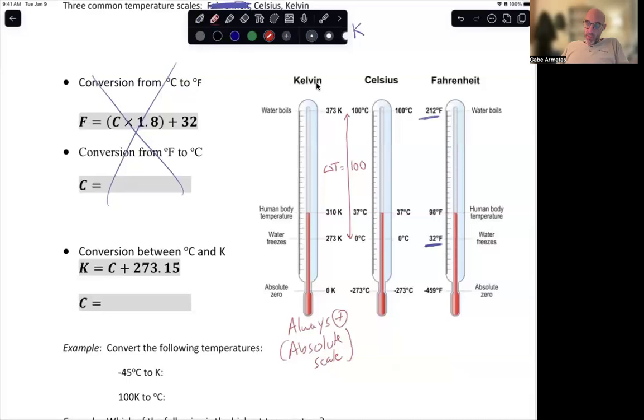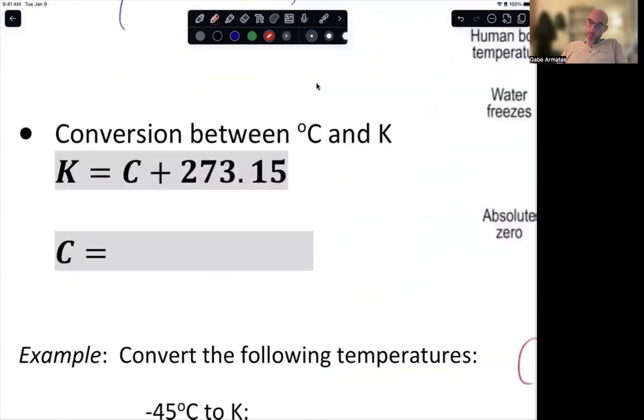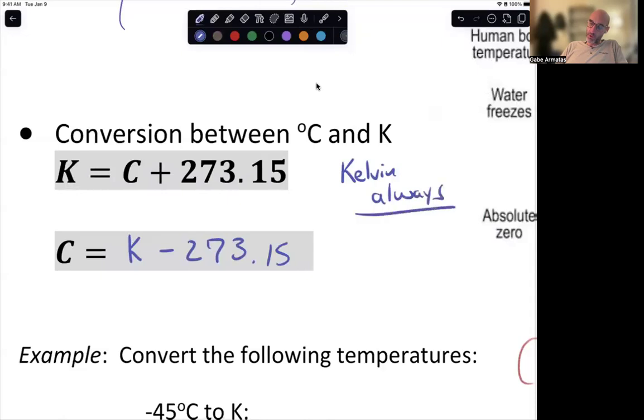So a couple of things. When I'm converting between degree C and Kelvin, we're simply going to add or subtract, depending on which way we're going, 273. Generally don't need the 0.15, but it's fine to keep it. Okay. Whenever you're converting, just simply remember Kelvin is always greater than Celsius.